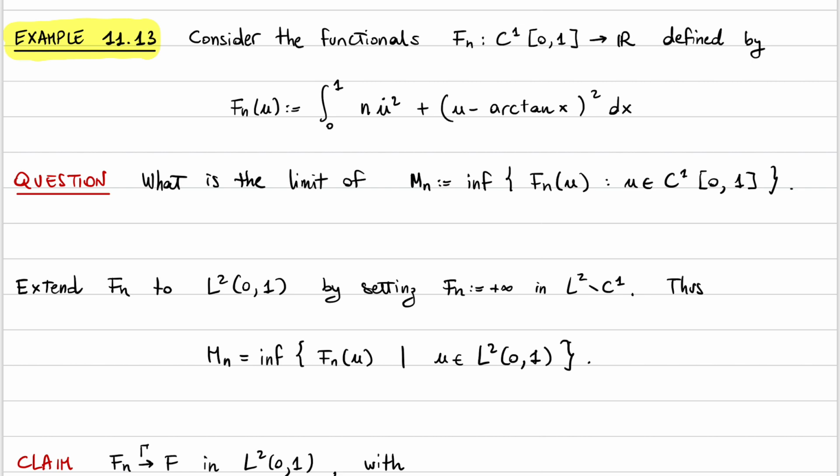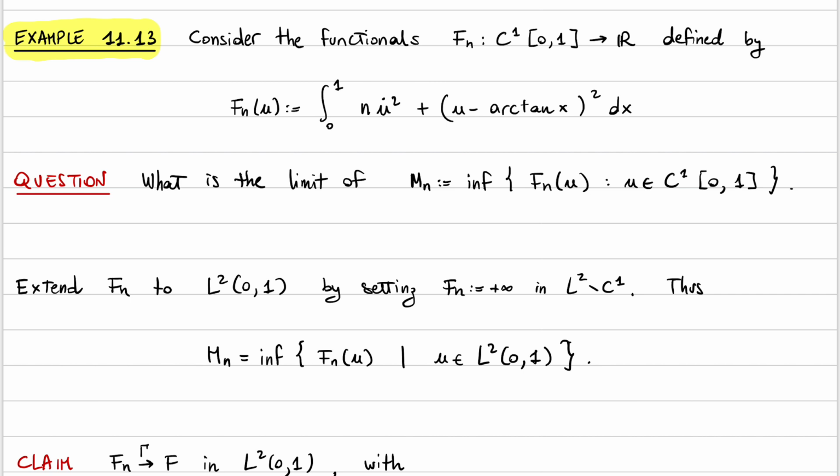And so obviously the idea is to apply the previous theorem 11.12. And so we need to show two things. Number one, we need to show that F_n gamma converges to some functional f. And number two, we need to show that F_n is equicoercive. If we prove these two things, then we conclude that M_n, which is the inf of F_n, actually converges to the minimum of f, which is the gamma limit. And so we find a limit for this sequence of infimum problems.